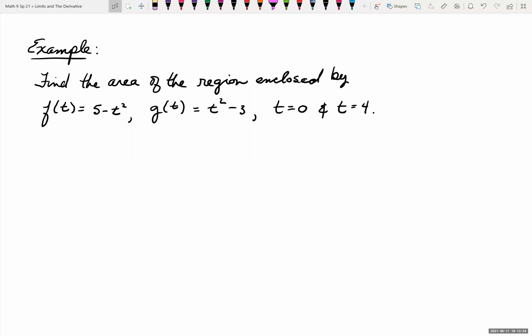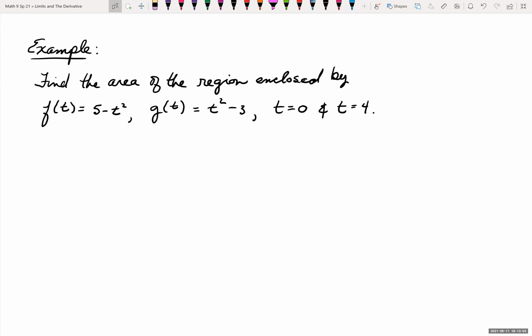Now we're looking at an example where we want to find the area of the region enclosed by the following curves. F of t equals 5 minus t squared. G of t is equal to t squared minus 3. And we want to look at this from t equals 0 to t equals 4. We need to figure out what curve is on top and which curve is on bottom. We also need to figure out if these are crossing each other in between t equals 0 and t equals 4. Because if they intersect, one might be higher than the other in certain regions.